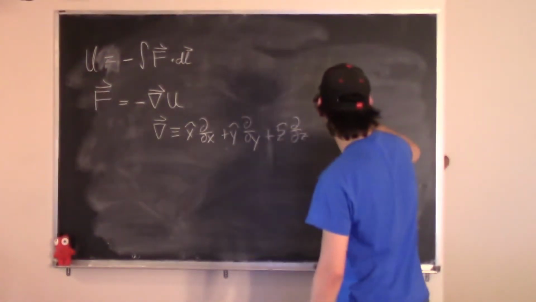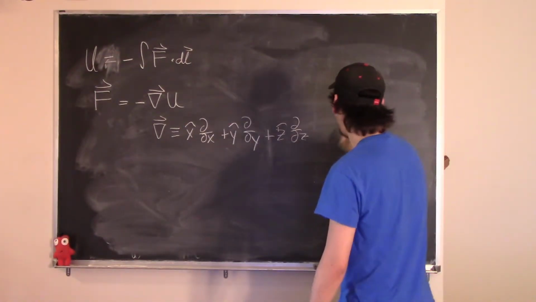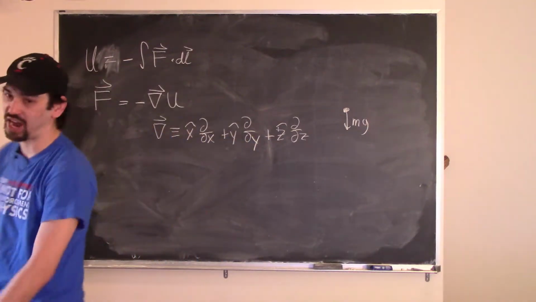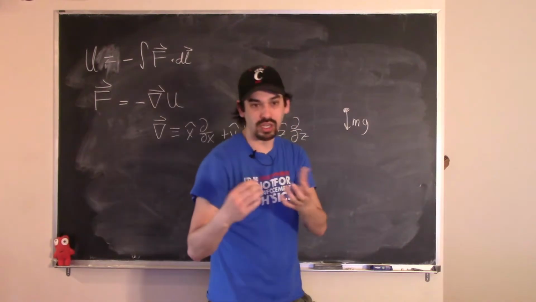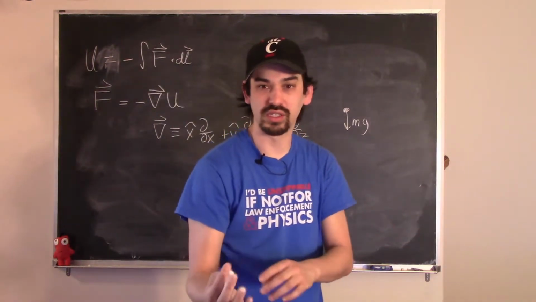So the first example is if I have some mass in the presence of gravity, and this is the only force acting on it. And what I'd like to do is, it's getting blurry.